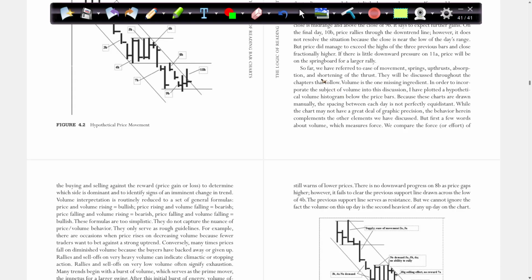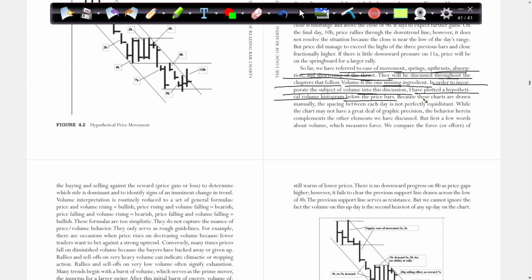So far we have referred to ease of movement, springs, thrust, absorption and shortening of the thrust. They will be discussed throughout the chapters that follow. Volume is the one missing ingredient. In order to incorporate the subject of volume into this discussion, I have plotted a hypothetical volume histogram below the price bars. Because these charts are drawn manually, the spacing between each day is not perfectly equidistant. While the chart may not have a great deal of graphic precision, the behavior herein complements the other elements we have discussed. But first, a few words about volume, which measures force.